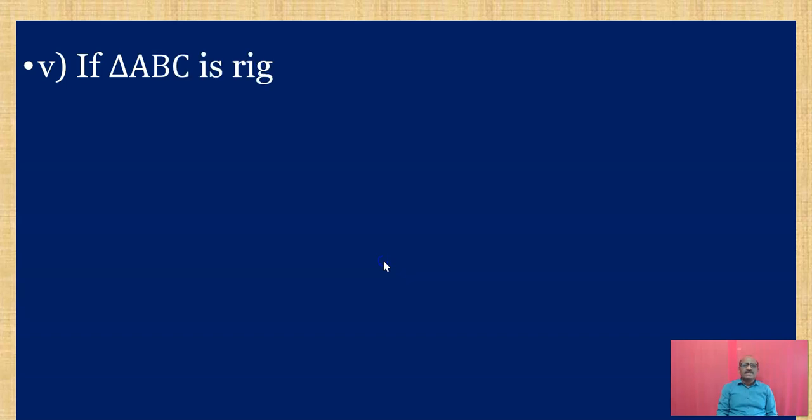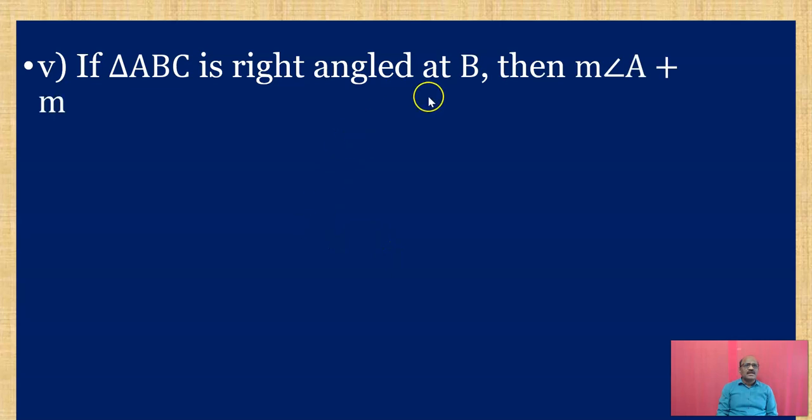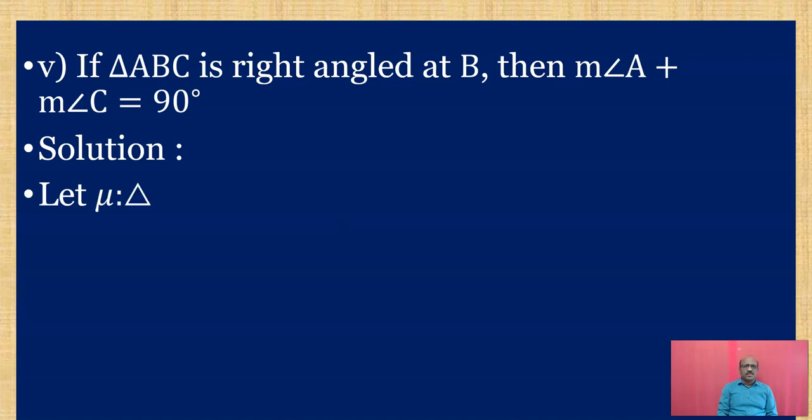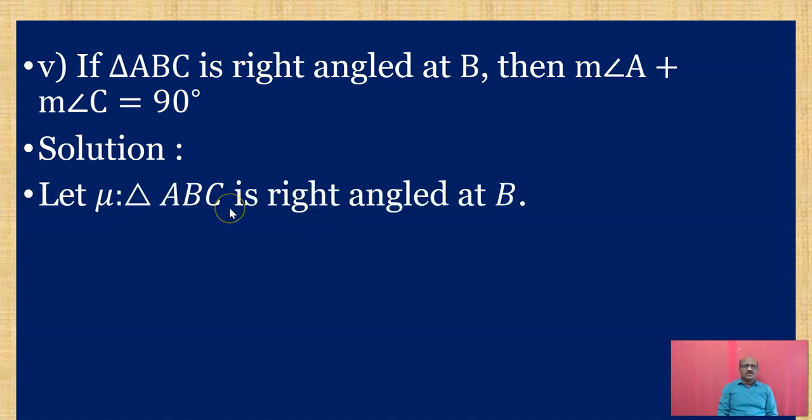Next is, if the triangle ABC is a right angle triangle at B, then measure of angle A plus measure of angle C is equal to 90 degrees. Solution, triangle is right angle at B.